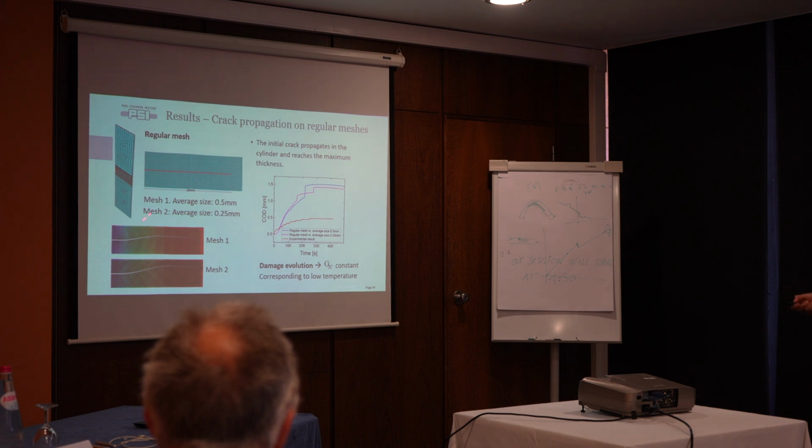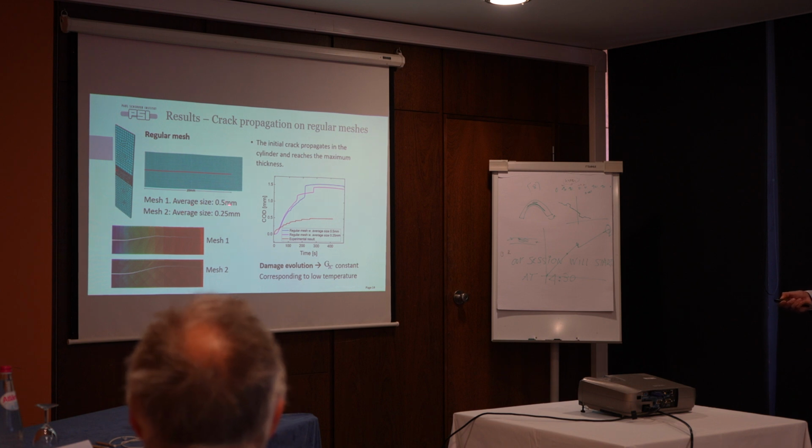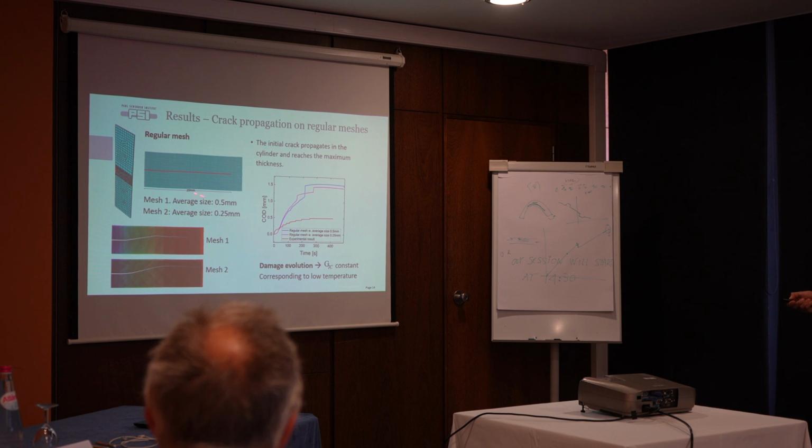These are the descriptions of the mesh, and we use 2 different meshes for now. One with 500 microns average size, and the other one is 250. And basically, in this case, we consider for the damage evolution a constant value of the energy release rate. Obviously, the crack propagates entirely along the thickness of the cylinder. So this plot compares the COD of the simulations for the 2 different sizes that we consider in the element and the experimental result.